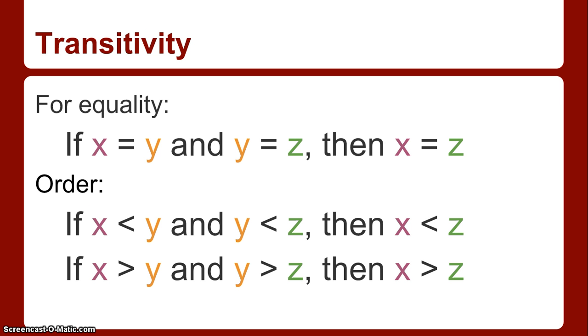Transitivity for equality is if x equals y and y equals z, then x equals z. You can see here, x equals y equals z, then x will equal z. And the same thing works for inequalities, but we aren't going to be doing much with that quite yet. So concentrate on the equality one first for this section.